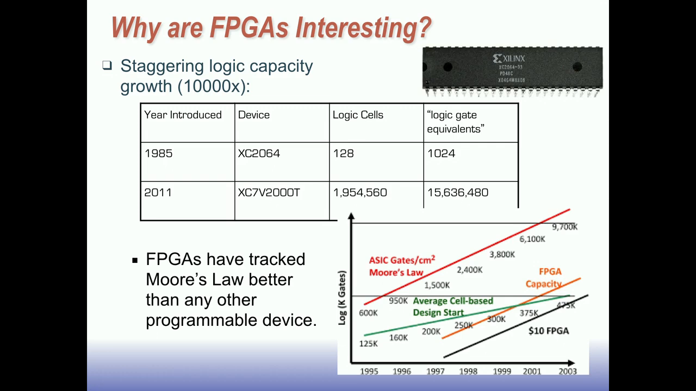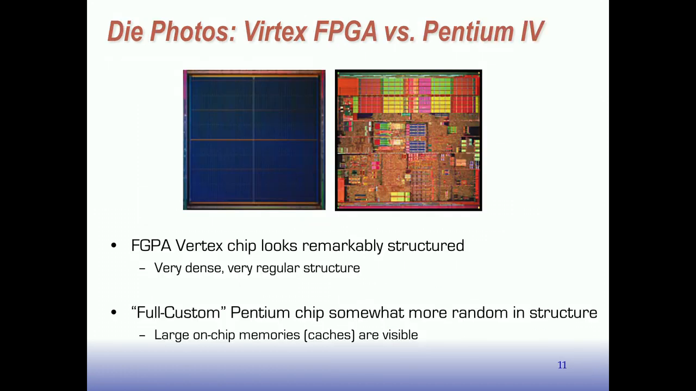By the time we got to 2011, and I'll show you a more modern part in a minute, we had more than 2 million logic cells and 15 million logic gate equivalents. Of course, this is Moore's law at work, but the characteristic of FPGAs is that they track Moore's law better than any programmable device. The reason is that they're very regular in their structure. Here are die photographs of the Virtex FPGA I've been talking about versus the Pentium 4. Remember the Pentium 4? It was a very powerful Intel processor. Look at the difference. Without knowing anything about this, you see the thing on the left looks like a much simpler device to manufacture. It's more like a memory part.